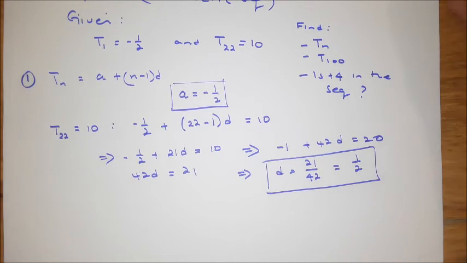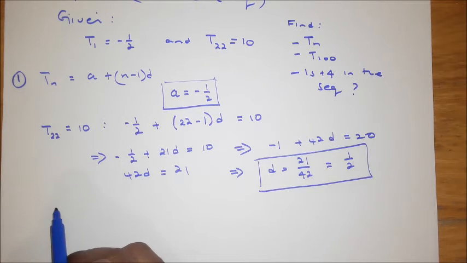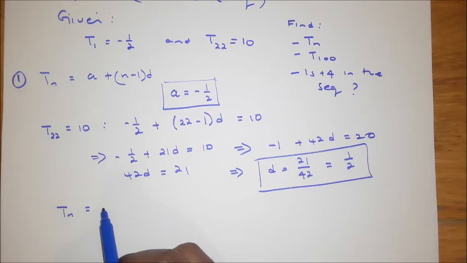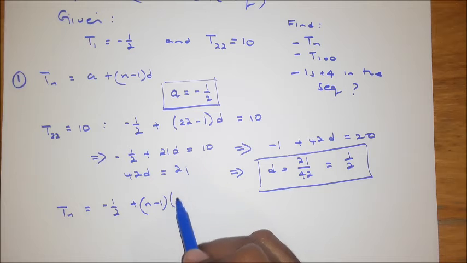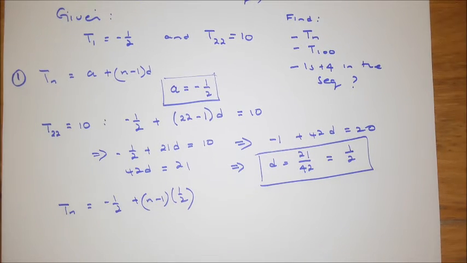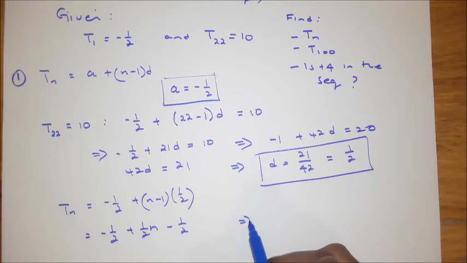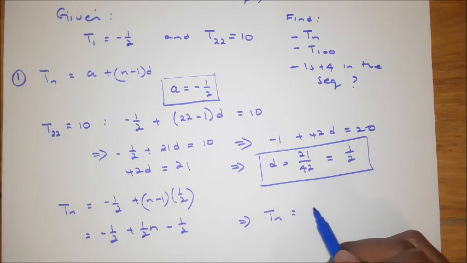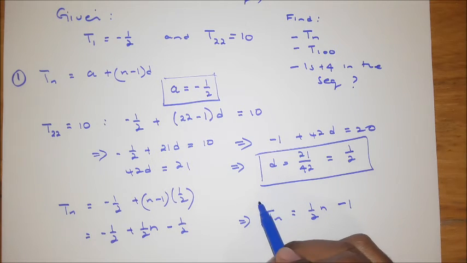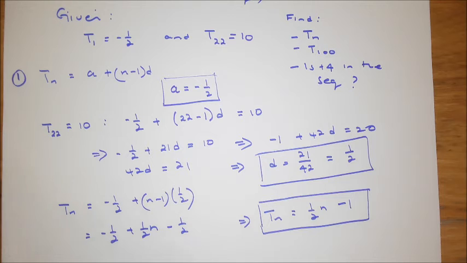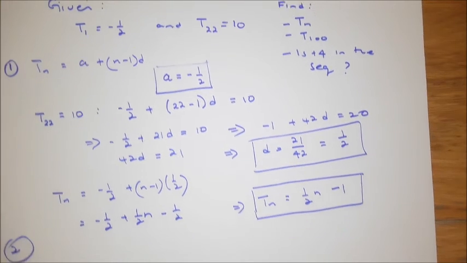So now we need to find tn. So tn is equal to a, which is negative half, plus n minus 1 multiplied by half. So negative half plus 1 over 2n minus 1 over 2. So this equals what? Tn is equal to 1 over 2n. Negative half minus half, that is minus 1. So there is our tn. And if we find tn, life will be much easier.